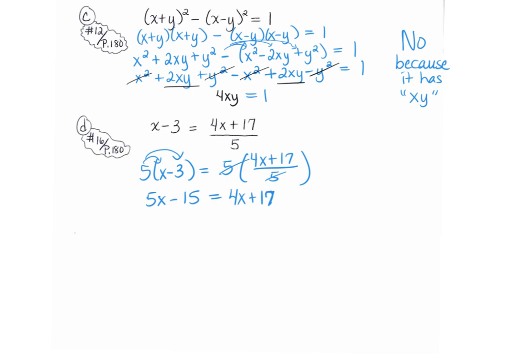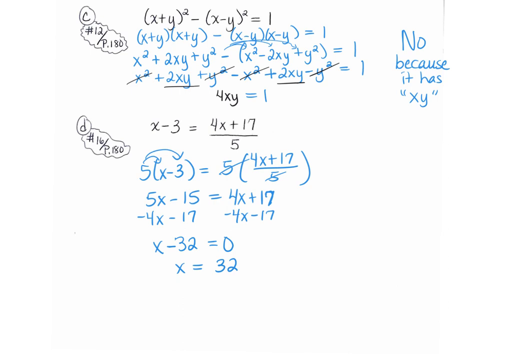And then we simplify. Okay? So when we simplify, moving everything from the right to the left or the left to the right, whichever one you prefer, I'm going to subtract 4x and 17 from both sides to get x minus 32 equals 0, which means x equals what? 32. So the question is, Lisa asked, is this a line?